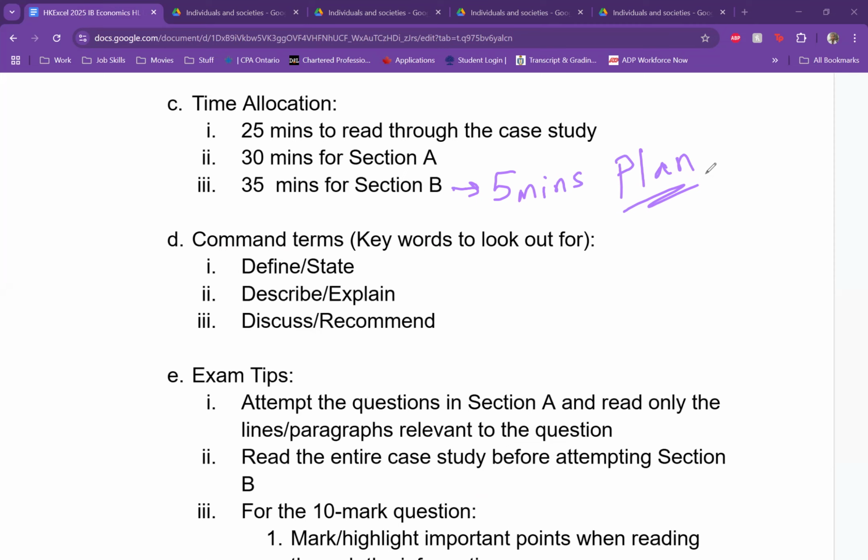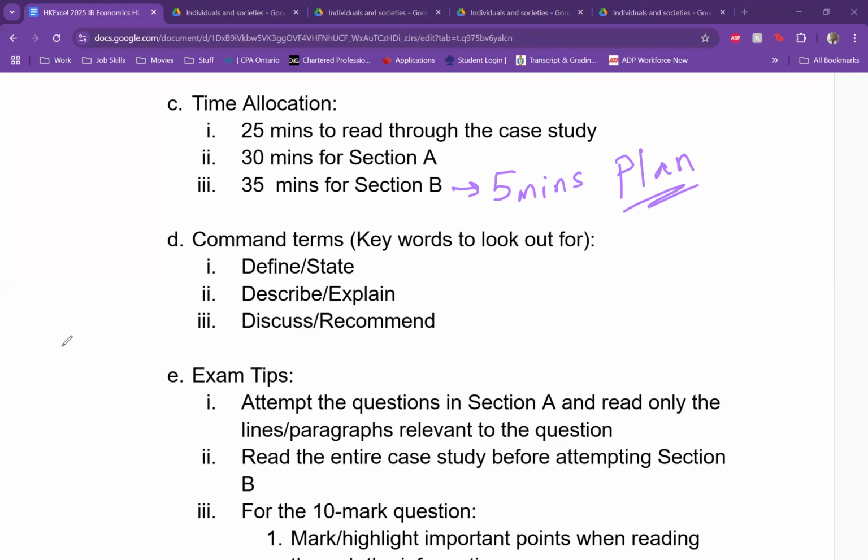Now, this is all very important because time management is very critical when it comes to essay style answers, because if you don't manage your time properly, there's a good chance you're not going to finish your paper on time. And that is definitely something you want to avoid.